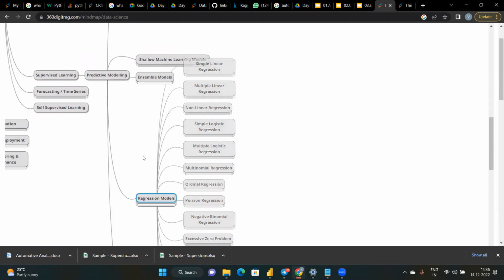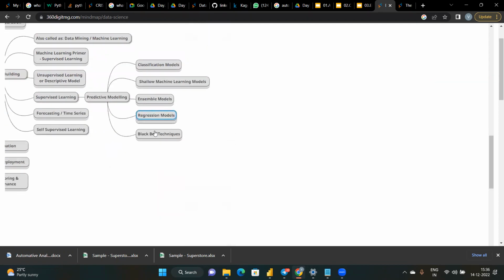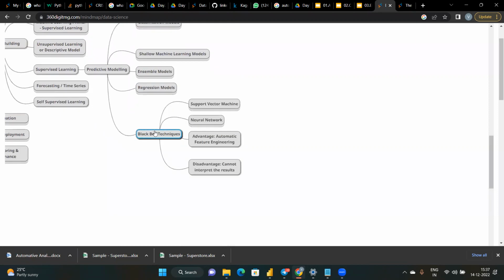So moving on, we'll be seeing the black box techniques. We have SVM, neural network. What is meant by that? And what is automatic feature engineering? What are the disadvantages? So guys, after that, we'll be seeing unsupervised learning, right?